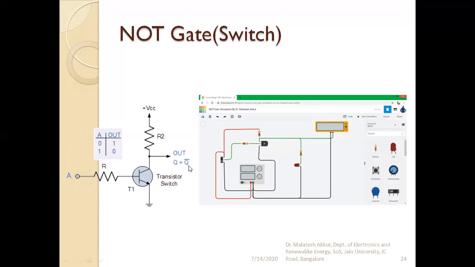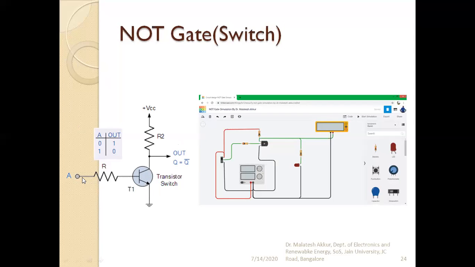It should be A bar, not Q bar. Actually we use Q and Q bar in the case of flip-flops and all. But in this case, we can call this A bar. We can write Q is equal to A bar. So an NPN transistor is going to be used.